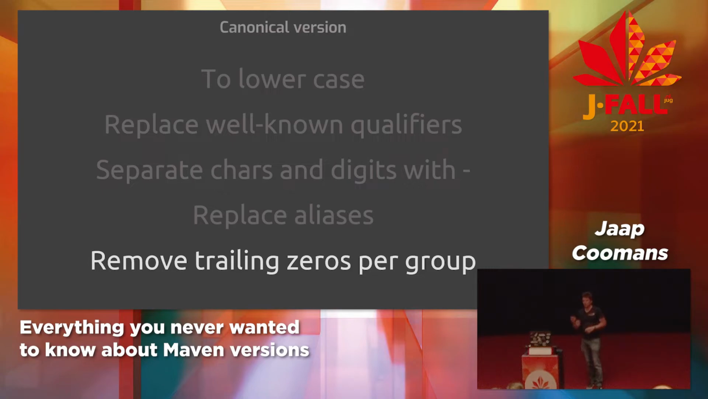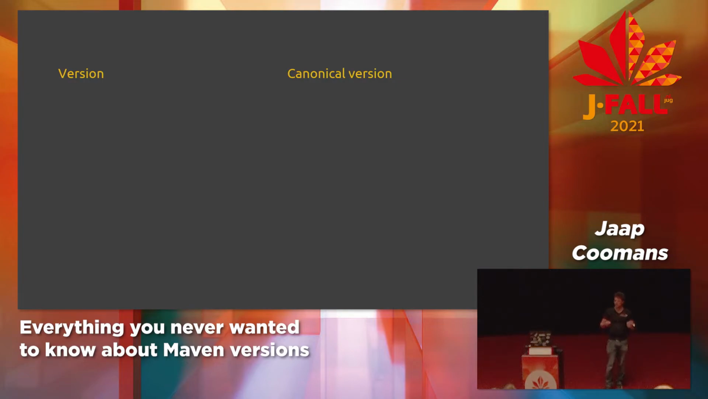And finally, it will remove all the trailing zeros per group. Remember I said it will put dashes in between, so all the parts between a dash, and that's not an official term, but I called it groups, and everything that ends in a 0 will be smashed out. So let's look at some examples to get a grasp on this.